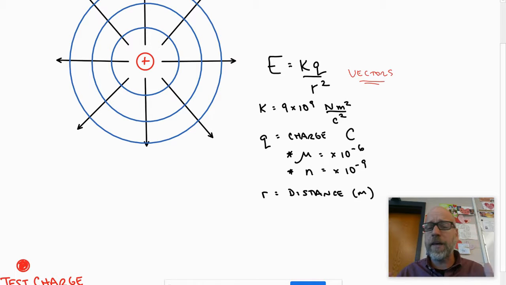Now, as a reminder, k is that constant 9 times 10 to the 9th newton meter squared per coulomb squared. Q is charge. And just as a reminder, please don't be offended, micro and nano. Nano. What number does nano sound like? 8? No, what are you, an idiot? No, it sounds like 9. Nano is times 10 to the minus 9. Sorry, I knew you knew that. Nice job. r is going to be the distance from the center of the charge.